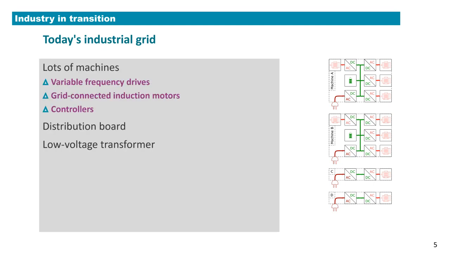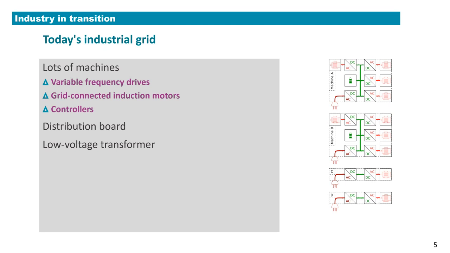The elements that are in an industrial grid today are what I have drawn on the right. Lots and lots of machines which do the work. And inside those machines, you find variable frequency drives. You find speed-controlled motors, torque-controlled motors, which perform a certain action. Today, there are also still grid-connected induction motors, which can be a very effective means of having something rotate, but the transition towards speed-controlled or overall controlled motors is ongoing.